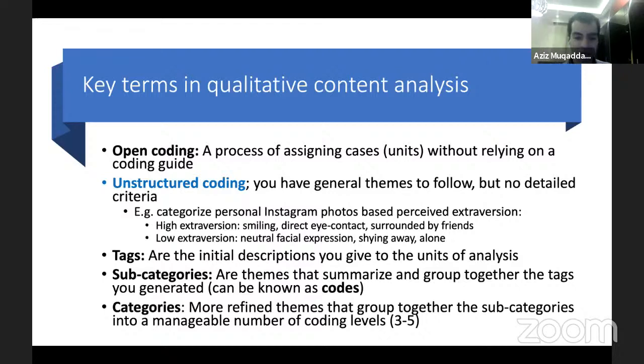So you have some initial ideas or tags about the content, and then you merge them together into subcategories. And then those subcategories can be merged again. Similar to what we said before, you're looking for a manageable number of categories. You can have 8 or 9 subcategories, but then you need to narrow them down to 3, 4, or 5 to be more manageable when you conduct your content analysis.